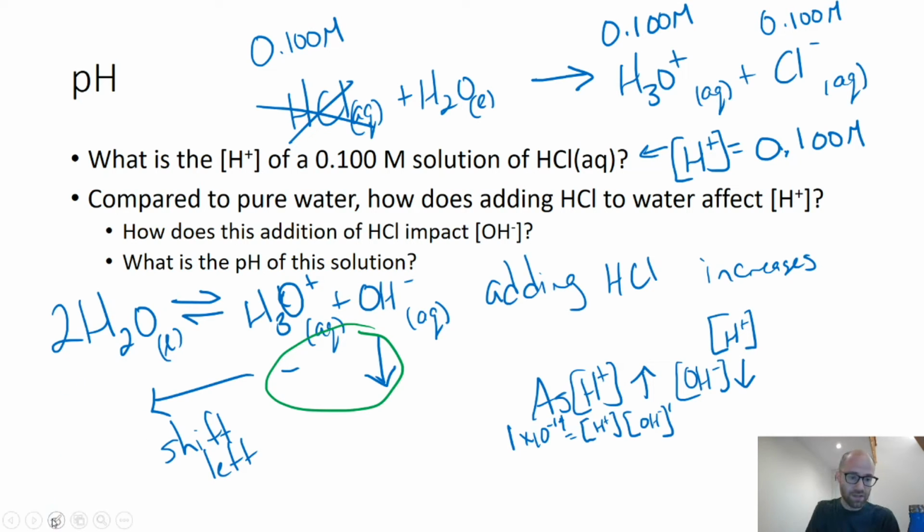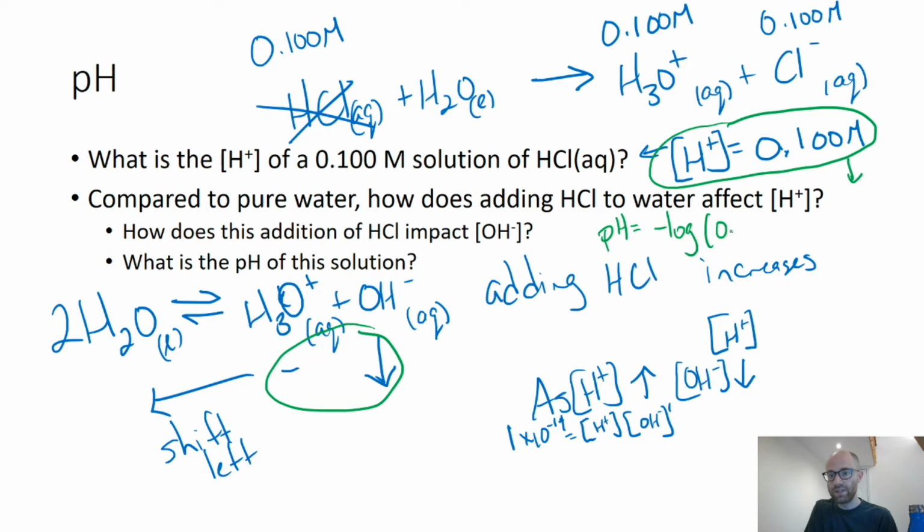To find the pH of the solution, all you have to do is negative log of 0.100. And if you grab your calculator, you calculate that, what you get is 1. I will show how that gets a little bit simpler to manipulate, but that's our answer right there.